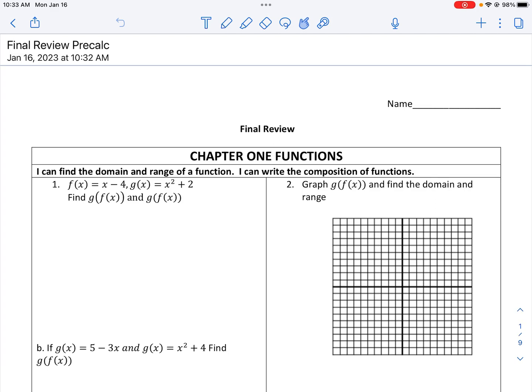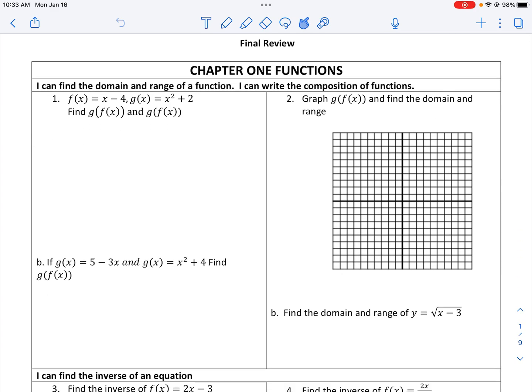So we are going to be reviewing our first chapters here. This first one, we're working on composition of functions. As a reminder, this says take f of x, right here, and replace it in g of x. So g of f of x would equal (x minus 4) squared minus 2.